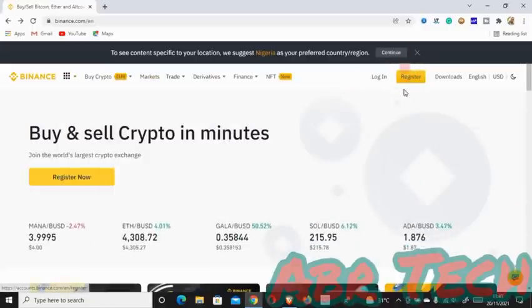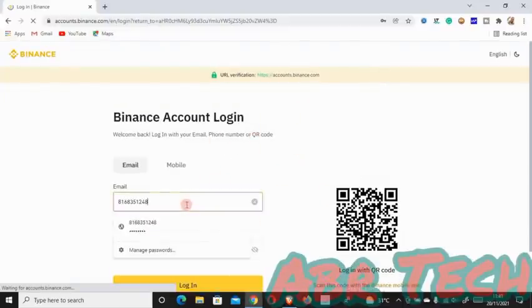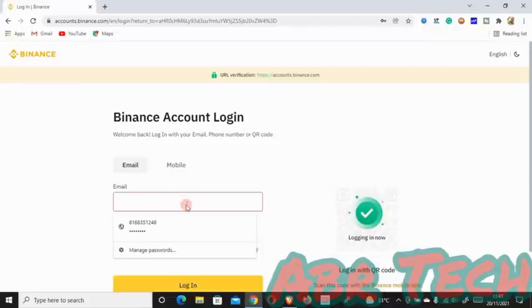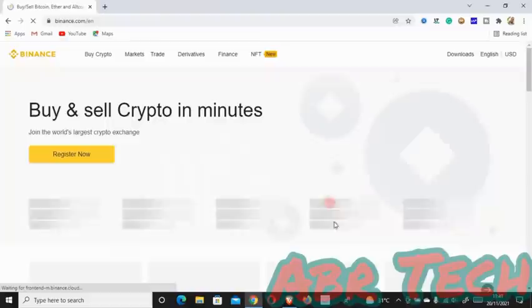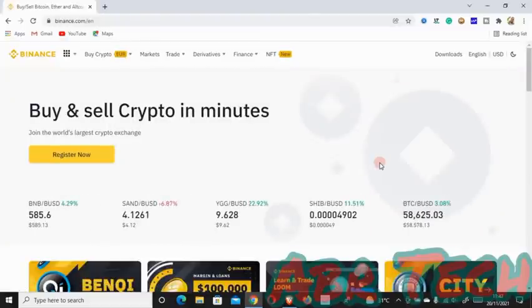For me, I have the account already, so I'm going to be logging in now. We have numerous options here. You can log in with your email or your mobile number, but I'm going to be using the QR code. I'm logged in on my mobile already, so I'm going to scan the QR code and I will be logged in automatically. Okay, log in. Everything is intact now.